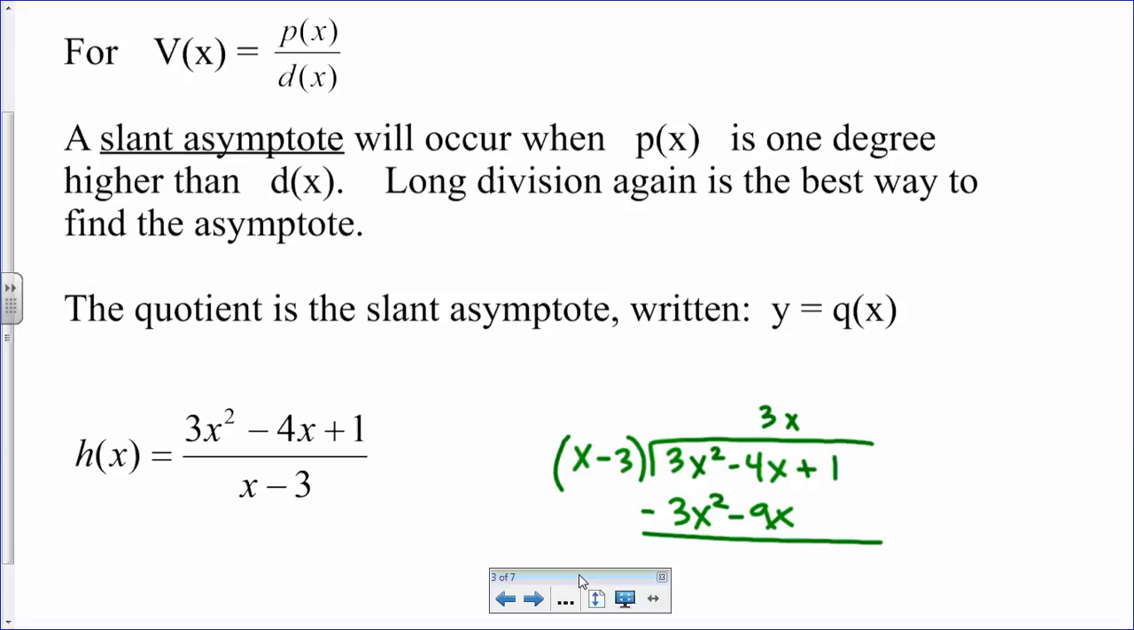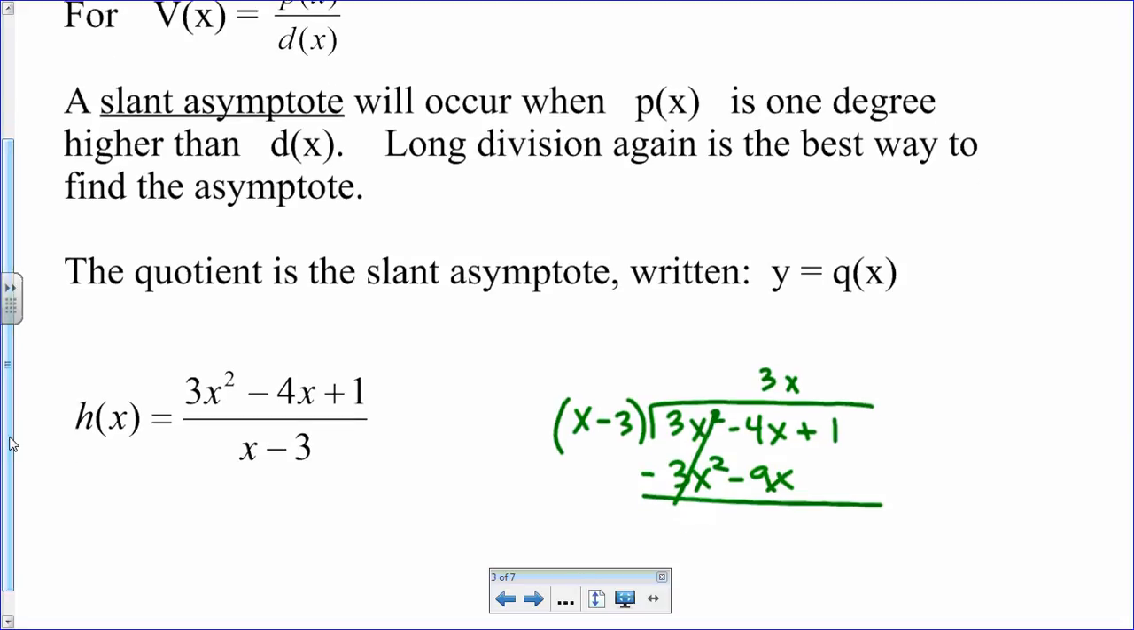Long division, you subtract down. Okay, negative 4x minus negative 9x. Positive 5x. Bring down your plus 1. What do you multiply x by to get 5x? 5. So plus 5. So you're back at the top and distribute 5x minus 15. Subtract down. This gives me 16. I don't care about the remainder though, so I only want the quotient.